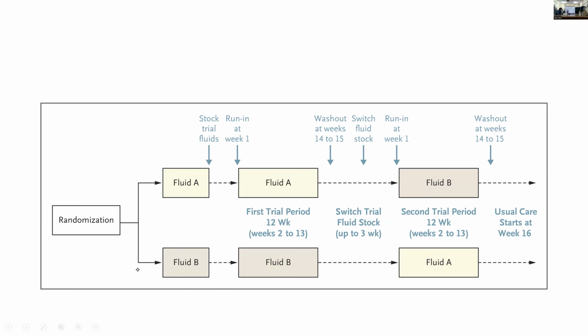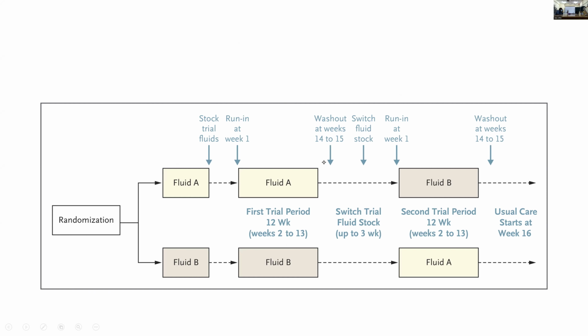So once a hospital gets randomized to either fluid A first and then B, or they can go to fluid B and then fluid A. There was a 15-week period between the first intervention and the second intervention. So during the first week, the entire hospital gets stocked with the fluid. Then the trial gets run from week 2 to week 13, that is totally 12 weeks.